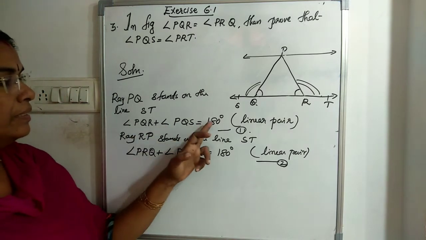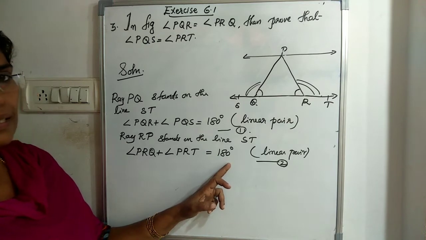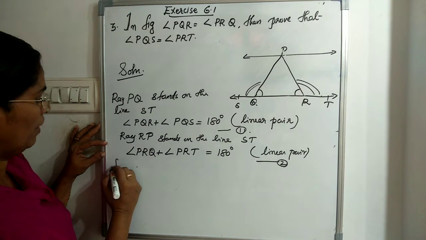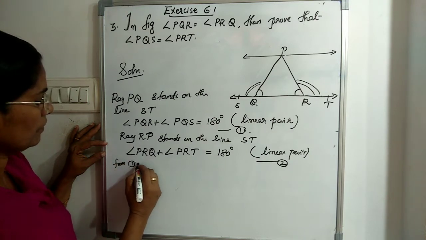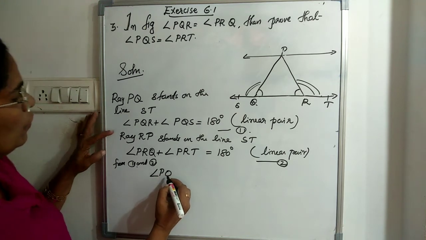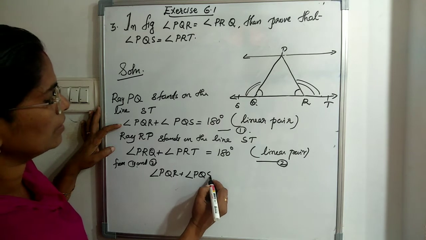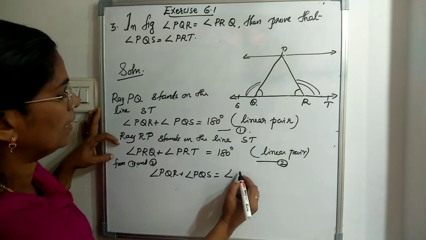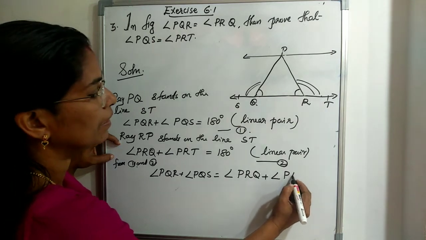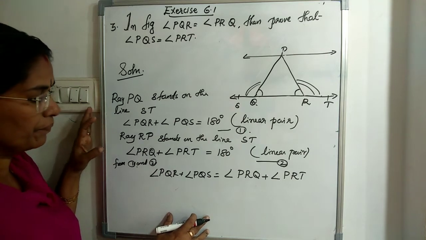Now we are equating 1 and 2. See, the right sides are equal, 180 and 180, so the left sides should be equal. From 1 and 2 we can write angle PQR plus angle PQS is equal to angle PRQ plus angle PRT.